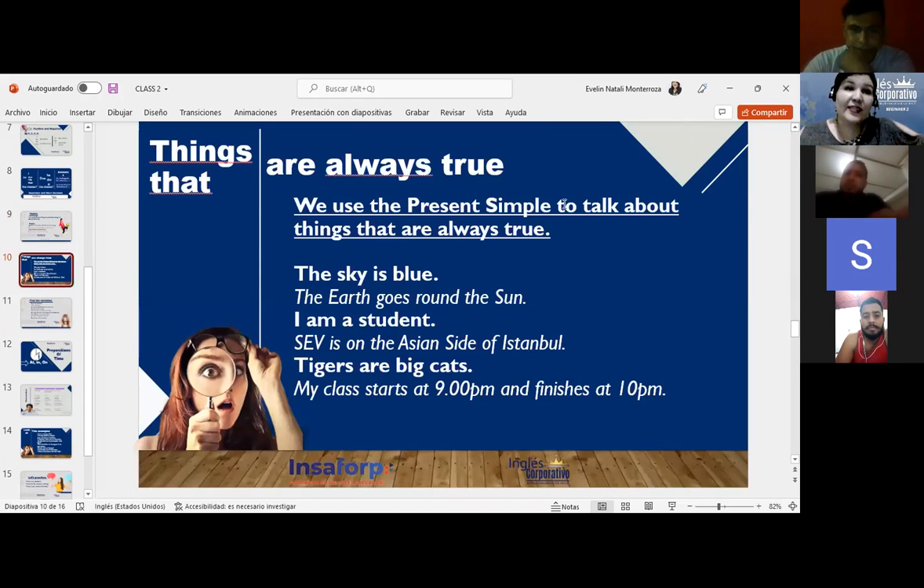We also use the simple present to talk about things that are true, like the sky is blue, the earth goes around the sun, I am a student, right? Tigers are big cats. My class starts at 9 and finishes at 10. They are things that are true. And that's how you use these simple present forms to talk about activities for every day.